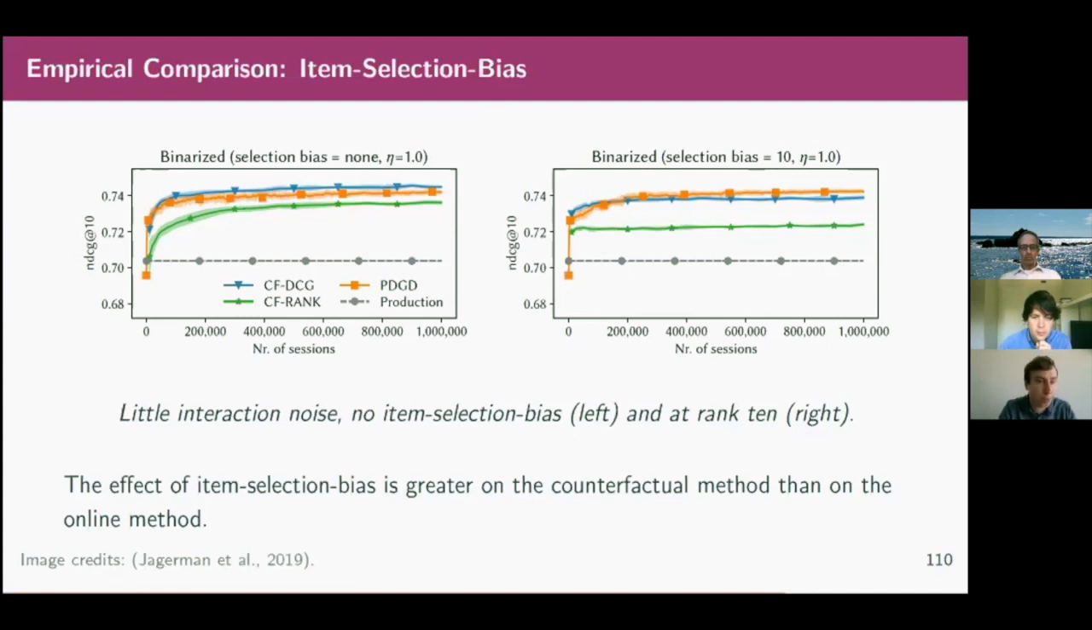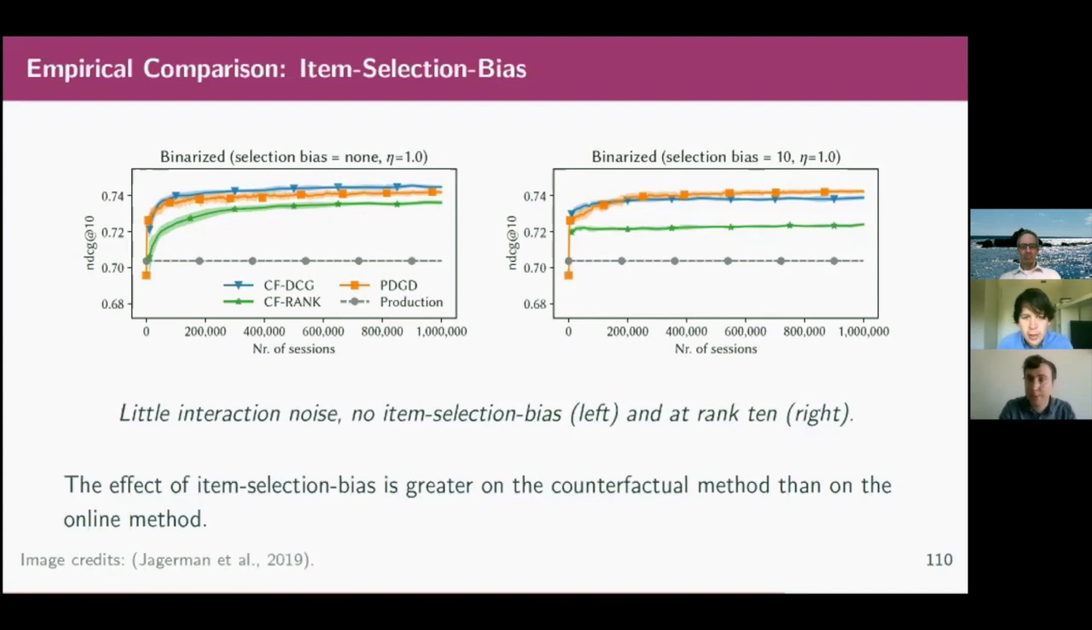And what we see here is that the effect of item selection bias is much greater on the counterfactual methods than on the online method. In other words, the online method is better capable of dealing with this phenomenon of item selection bias than the counterfactual methods are. We see that because the orange line here converges to a higher result, pretty much on par with when there is no selection bias, whereas the counterfactual methods decrease their convergence performance.